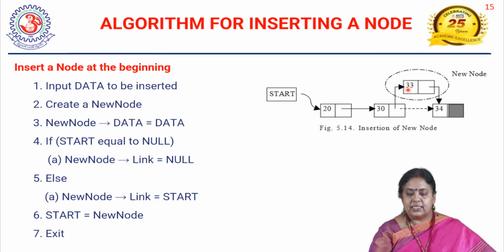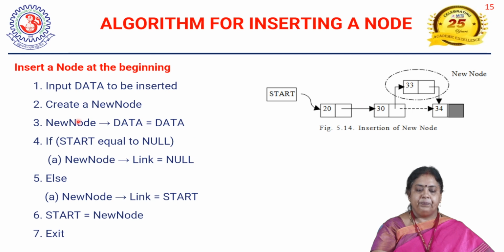For example, this is a node. Here, new node of link will contain the address of this part. So we are assigning the start address to the new node of link so that it becomes the first node in the list. That is the algorithm for inserting a node.